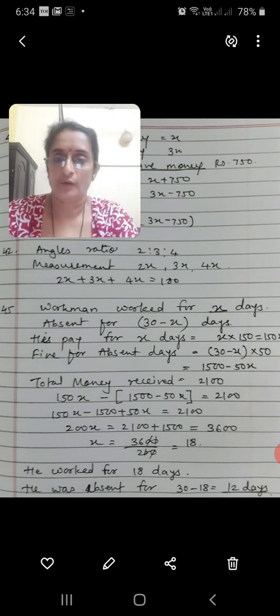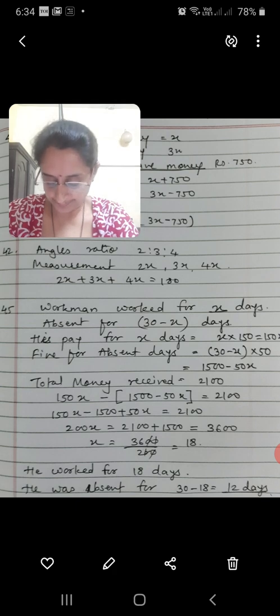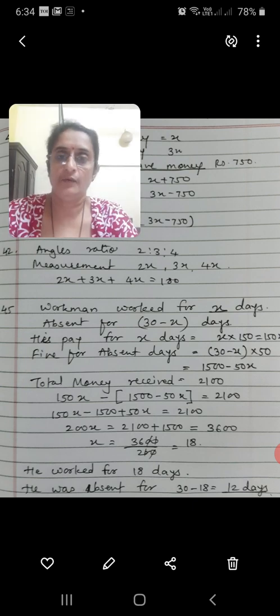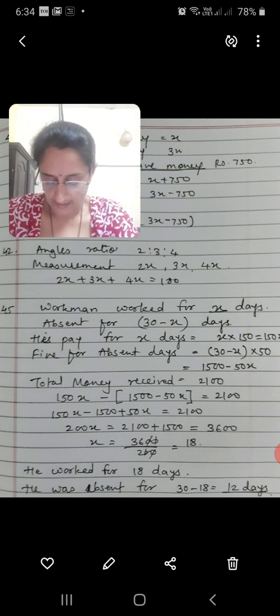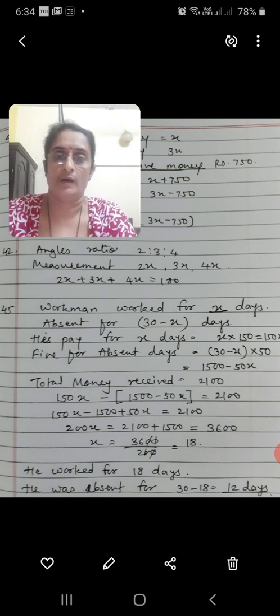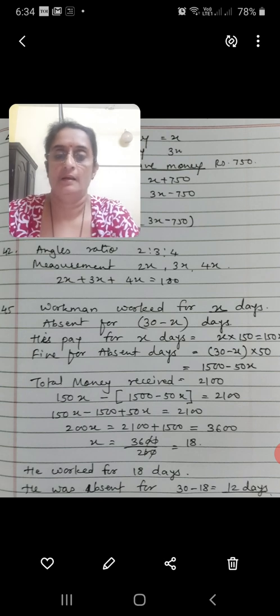Next, 45th, that is the last sum I am doing for you, and I have solved that also. Remaining sums you have to solve on your own, children. A workman is paid rupees 150 for each day he works and is fined rupees 50 for each day he is absent. In a month of 30 days, he has earned rupees 2100. How many days was he absent? Now listen to the question once again.